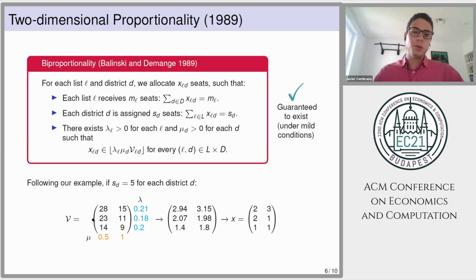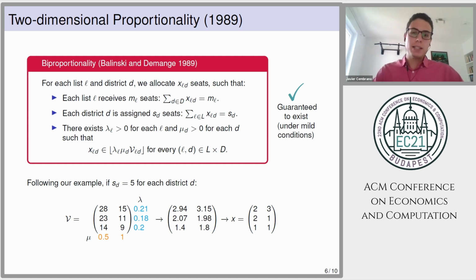Because when we scale the vote matrix with these multipliers, meaning if we multiply each component of the vote matrix by the multiplier associated to its row and by the multiplier associated to its column, we obtain this scaled matrix that when rounded down gives rise to this apportionment matrix, whose sums by row are exactly 5, 3, and 2, and whose sums by column are exactly 5 and 5. So once again, these multipliers are not unique, but the apportionment matrix is unique.